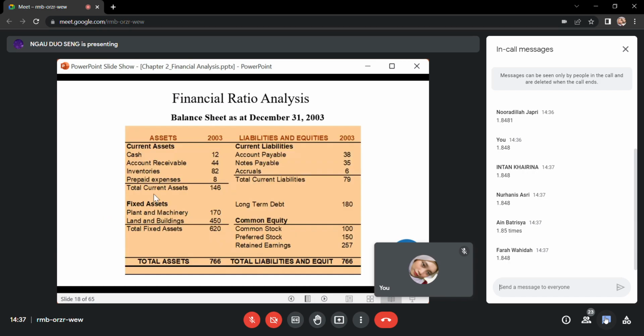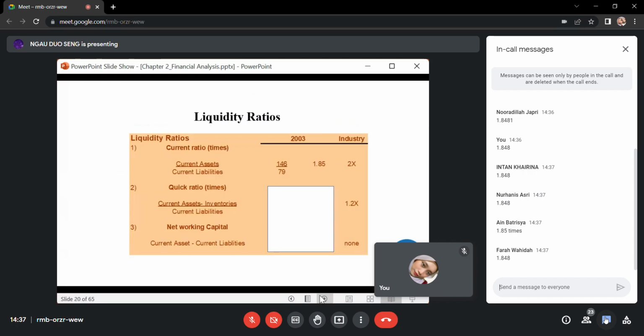You refer here lah. Here we have the total current asset, right? 146 bahagi dengan total liability 79. All right, so for this question, we have 1.85. So we can check here, betul lah, 1.848 acceptable.